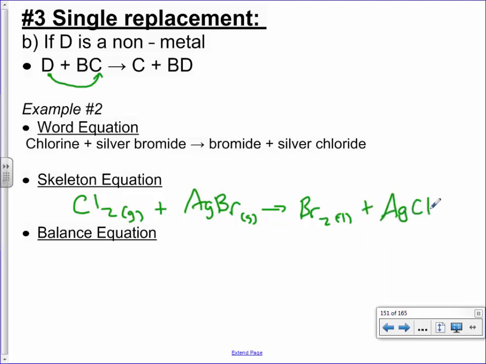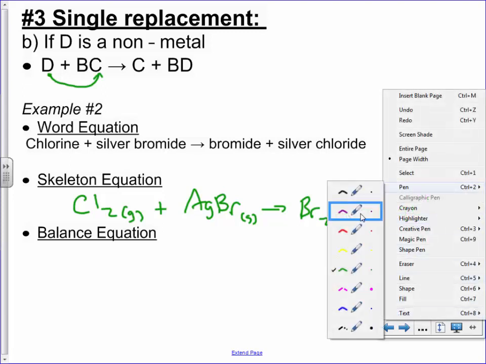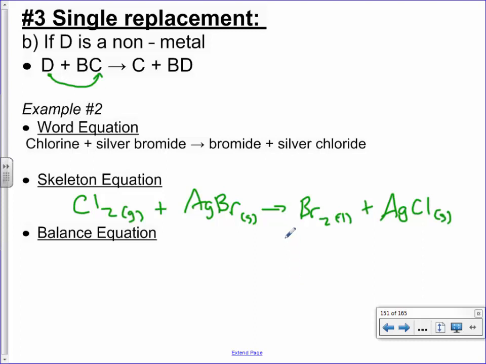That's AgCl. Silver, Ag, Cl, one's a plus, one's a minus. They fit together perfect. And solid because it's ionic. Last step, balance it. You got 2 bromines right here, so you better put a 2 there to make the bromines a 2. And you got 2 chlorines right here, so you better put a 2 right there. And I think that does it, actually.